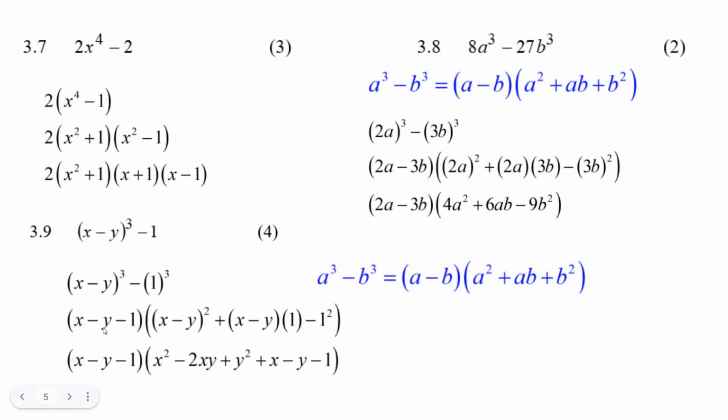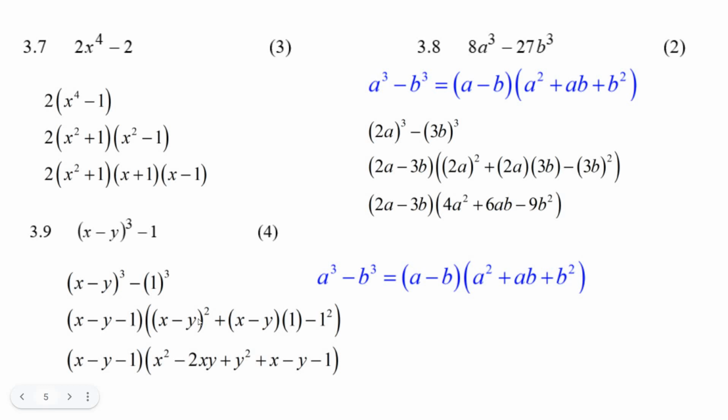So you can write out your answer. It's x minus y minus b, which is just 1 here. You see, it's 1 cubed. So there's your first thing, a minus b times a squared, that's your x minus y squared, plus x minus 1 times 1, that's your ab, and then the last thing squared. Well, minus 1 squared is easy, it's just 1.